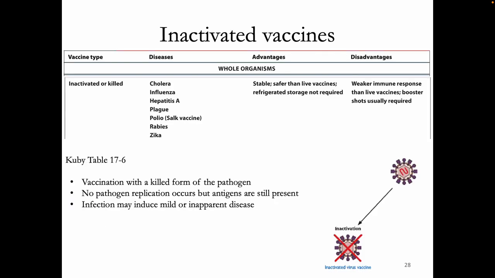We also have inactivated vaccines. With an inactivated vaccine, we are vaccinating with a killed form of the pathogen. It doesn't replicate, but we're still going to have antigens. So this is going to be much safer because we don't have replication. But it also has the downside of not actually reproducing in cells and not showing the body all of the potential antigens. So they're way safer and way easier to store, but they don't give you as much of an immune response. And so that's the main piece that I want to say about inactivateds.